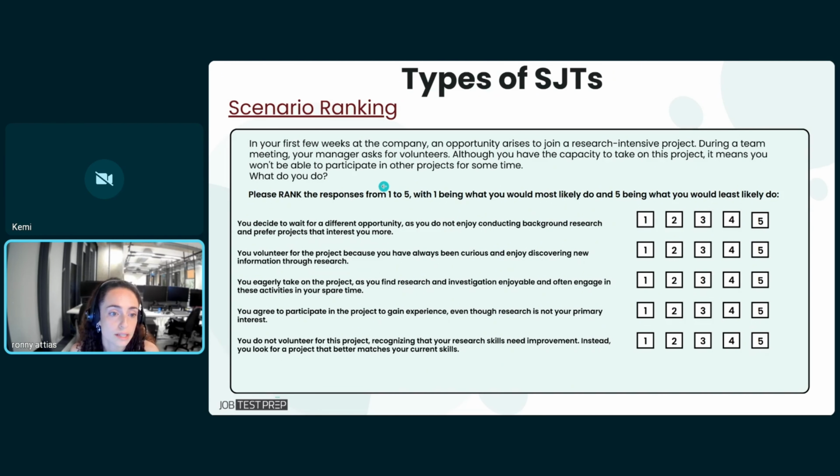In your first few weeks at the company, an opportunity arises to join a research intensive project. During a team meeting, your manager asks for volunteers. Although you have the capacity to take on this project, it means you won't be able to participate in other projects for some time. What do you do?